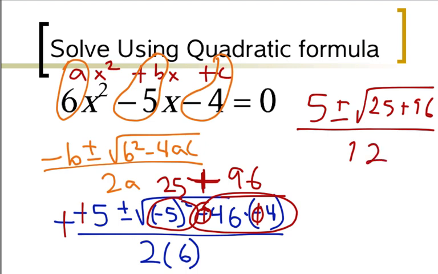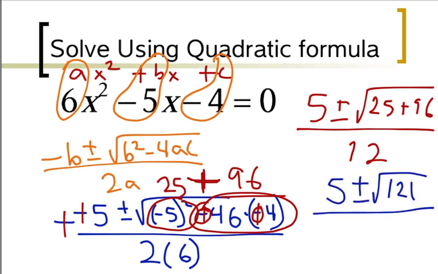Okay, so now, further simplifying, if I add the 25 to the 96, I should get 121. So this turns into 5 plus or minus the square root of 121 all over 12. And we can further simplify by actually taking the square root of the 121, which should give you 11. So we have 5 plus or minus 11 over 12. And that's still not your final answer because you want to get the actual two numbers if possible. It really needs to break up into 5 plus 11 over 12 and 5 minus 11 over 12.